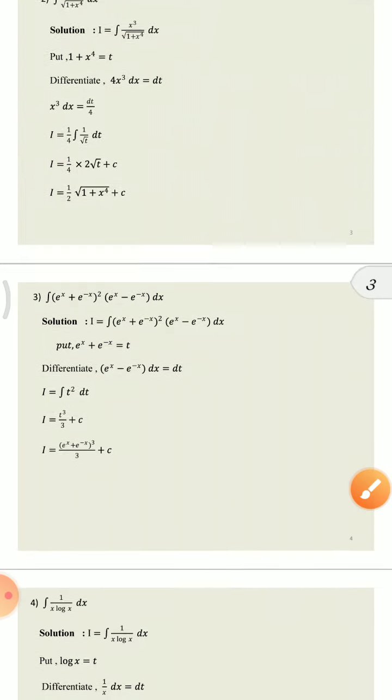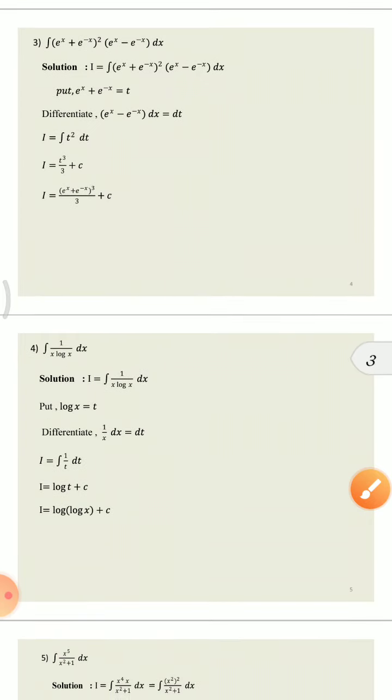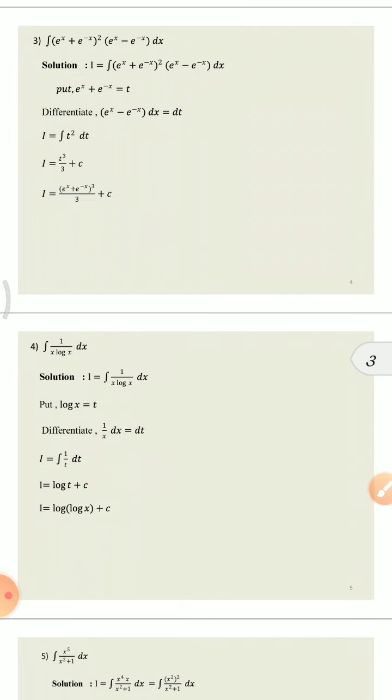Okay. Let us see the third one. Integration of, in bracket, e raised to x plus e raised to minus x the whole square into, in bracket, e raised to x minus e raised to minus x dx. Solution: I is equal to integration of, in bracket, e raised to x plus e raised to minus x the whole square into e raised to x minus e raised to minus x dx.